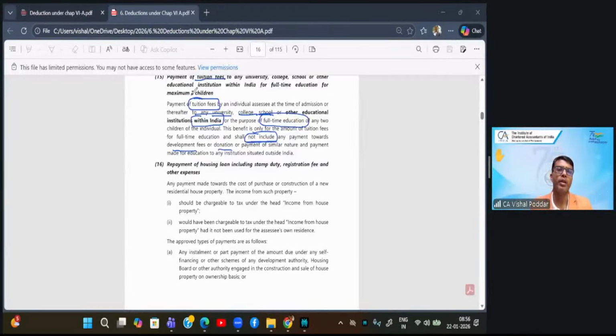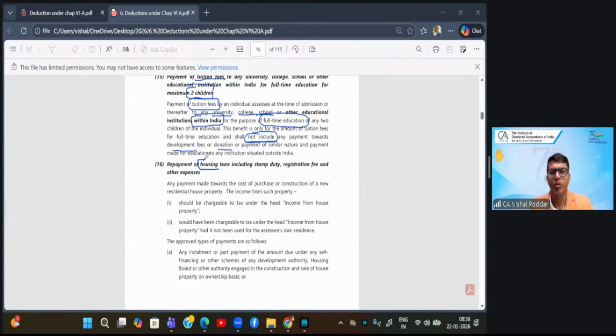So only the main portion of your school fees, which is called tuition fee, is allowed, not the other portion which the school may charge extra. Not even for books, not even for uniforms, nothing. Also here, for this section, up to two children only, whatever payment you are making of school fees is allowed. Now, this restriction is not there in the remaining other payments that are covered in 80C. It is only for this particular point.